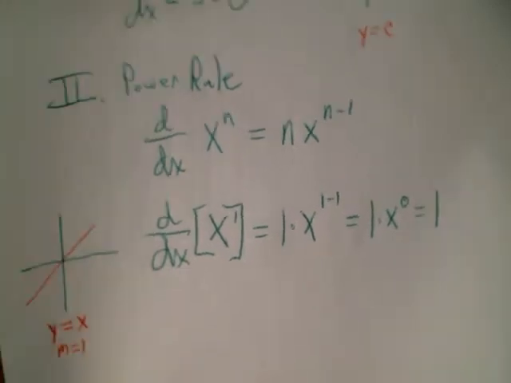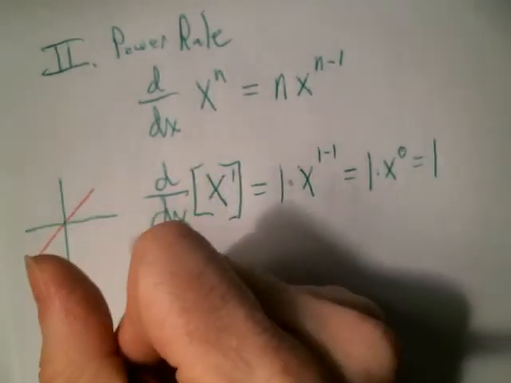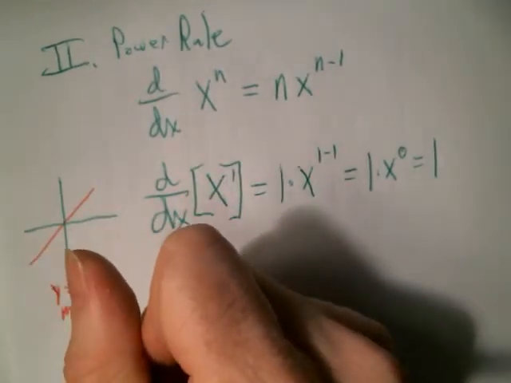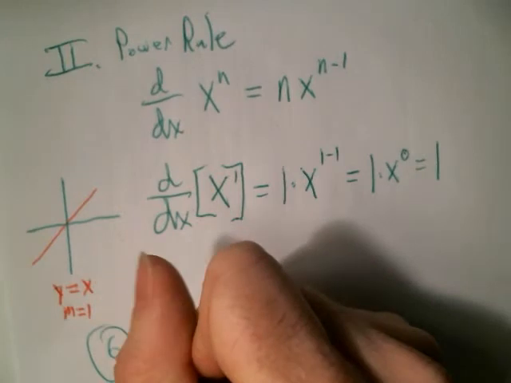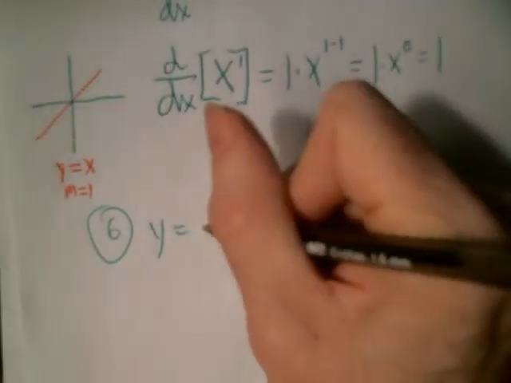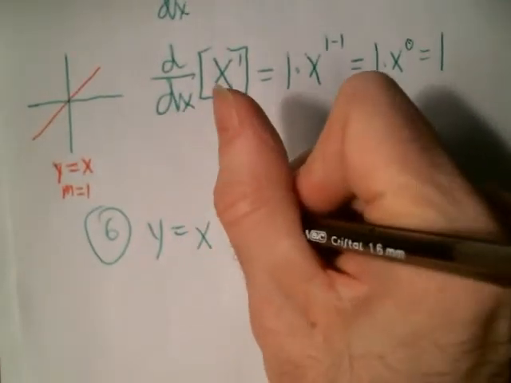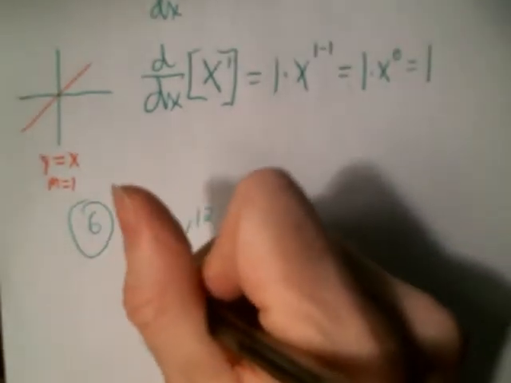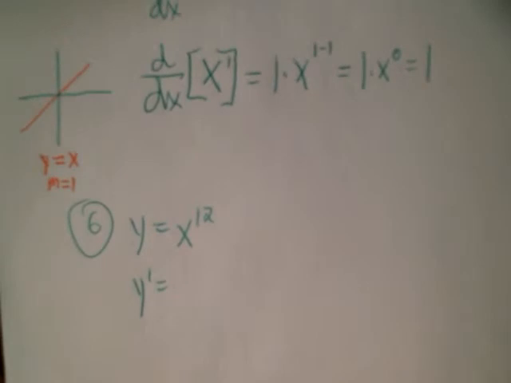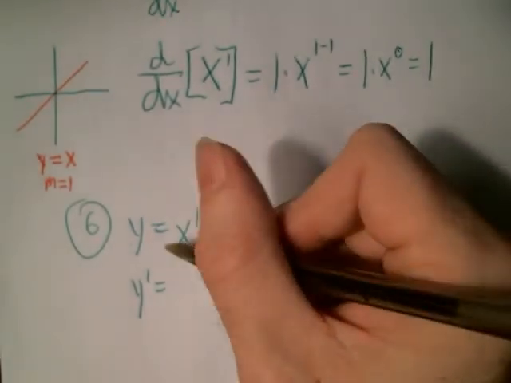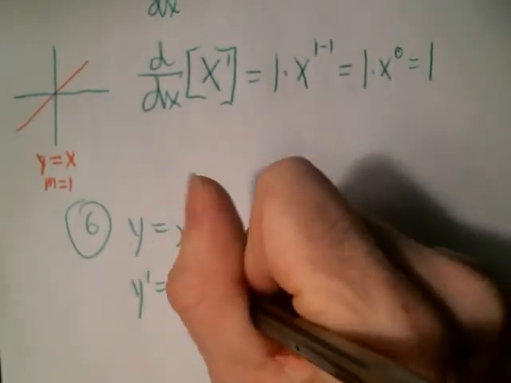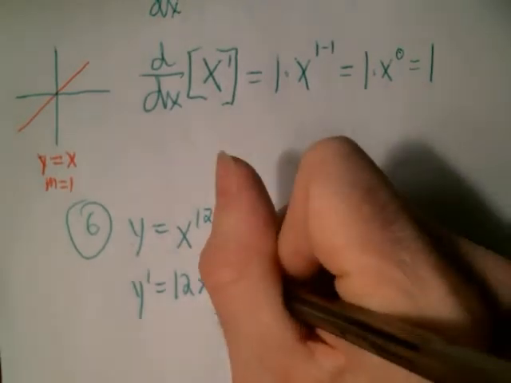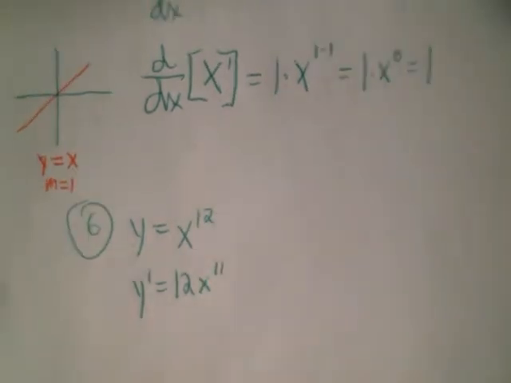Let's look at some of the problems in the book. So here's number 6. A simple one. Again, how do I do this? Well, hopefully you can think of it yourself. You bring down the 12 and put it in front, and then you subtract 1 from 12. Okay, so 12x to the 11th.